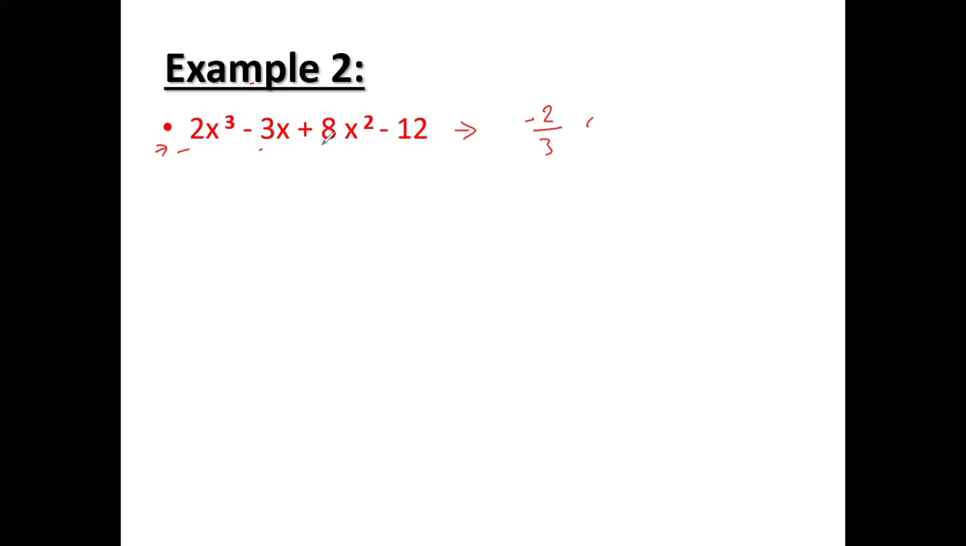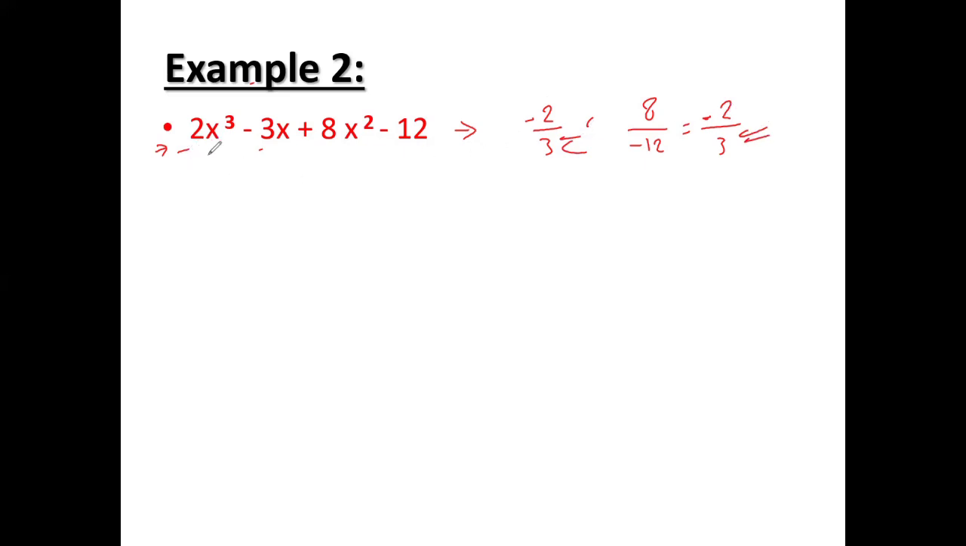And for the second two coefficients, we have 8 and negative 12. 8 over negative 12, all divided by 4, so 8 over 4 will give us 2, and 12 over 4 gives us 3, with the negative. So it's negative 2 over 3. Do we have the same ratio? Yes, we have the same ratio, so we can factorize by grouping.